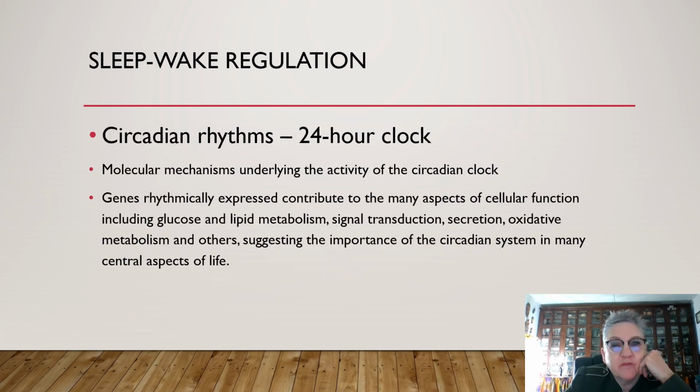Circadian rhythms, the 24-hour clock. This is the 24-hour clock that we talked about, and it has molecular mechanisms that underlie the activity of that circadian clock. The genes rhythmically expressed contribute to the main aspects of cellular function, including glucose and lipid metabolism, signal transduction, secretion, oxidative metabolism, and others, suggesting the importance of the circadian system in many central aspects of life.